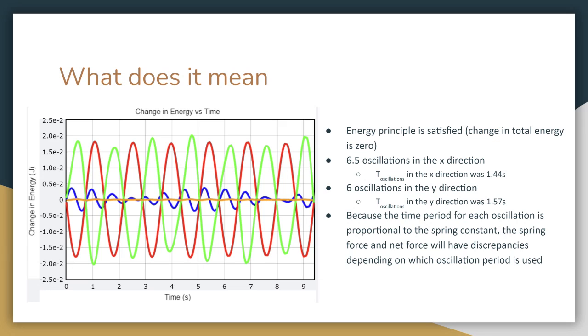So what does it mean? The main takeaway is that the energy principle is satisfied. The total change in energy is equal to the yellow line, and as you can see, it's pretty constant at 0.